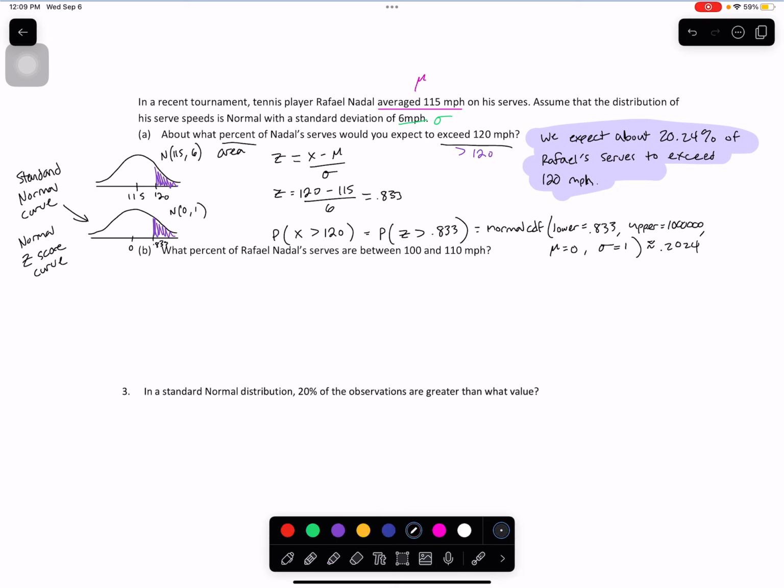Sometimes they grade it like they're looking for this answer. Sometimes they're not. It's better to be safe than sorry, I always say. Just write that little statement for context and you're golden.